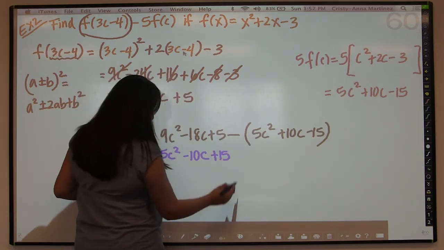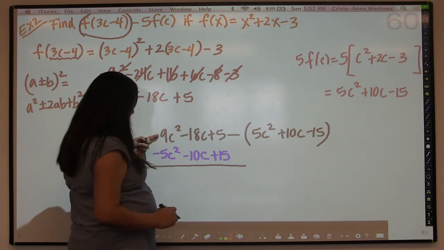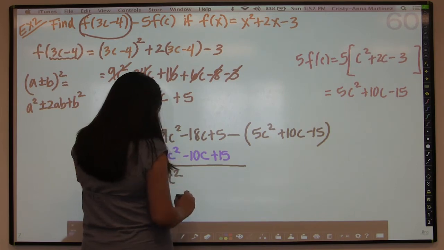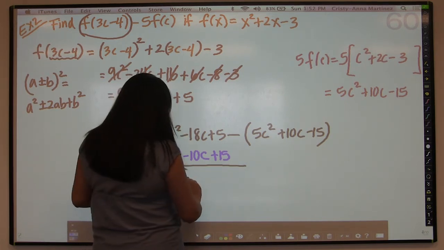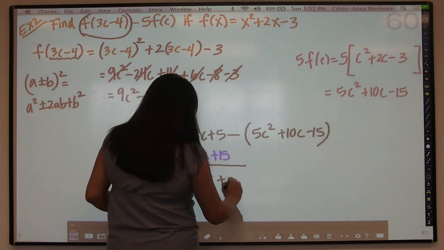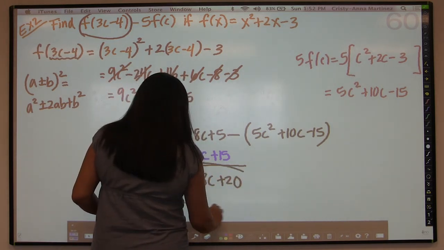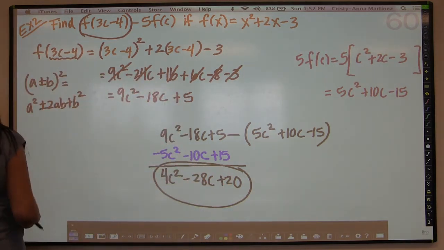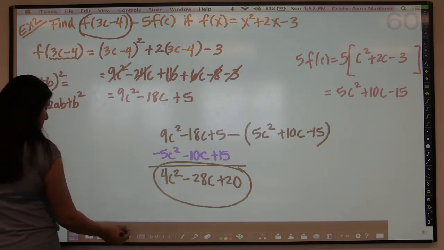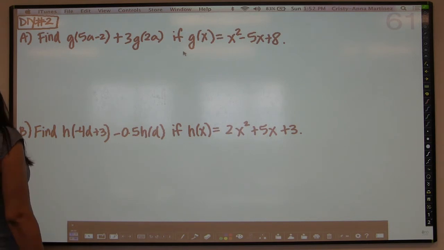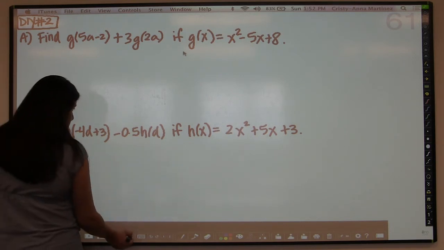So now when I add these together, I'm going to get 9c squared minus 5c squared is 4c squared. Negative 18 minus 10 is negative 28c. And 5 and 15 is 20. And here is my final result: 4c squared minus 28c plus 20. Alrighty, so now I'm going to let you do these two on your own, and then we're going to move on to some of the behavior of polynomial functions.